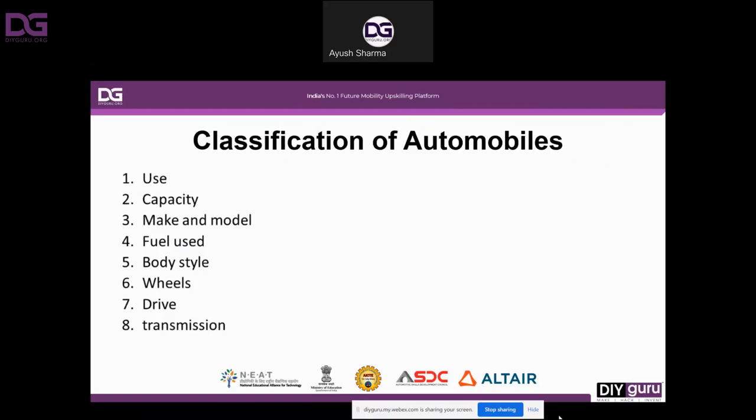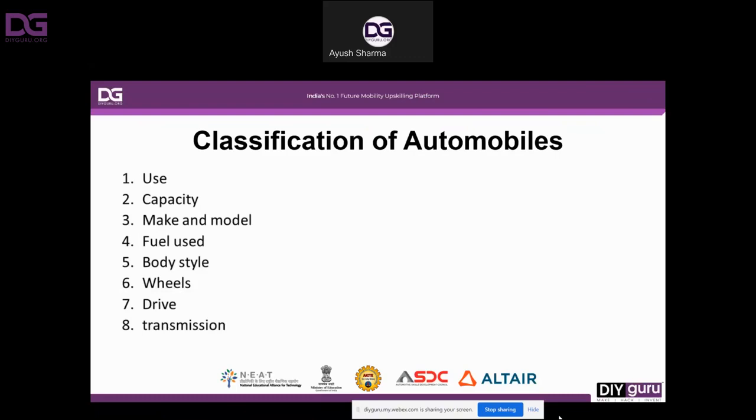Suppose I have one two-wheeler, one three-wheeler cargo, and one truck. The use of these three segments will be different. The two-wheeler we use for passenger transportation. For a three-wheeler, it might be used for passenger transportation or as cargo. But if I have a truck, it is definitely used for the transportation of goods or articles from one place to another.